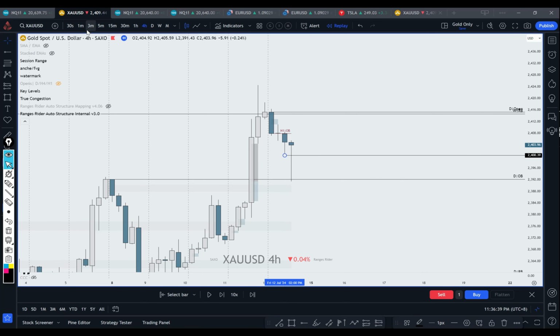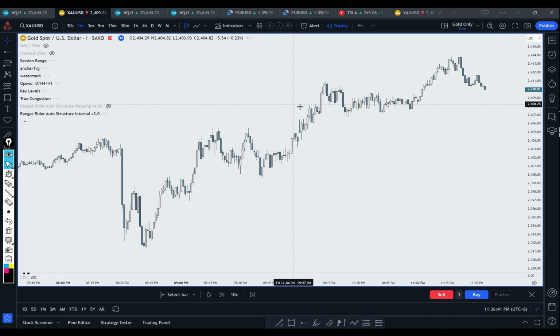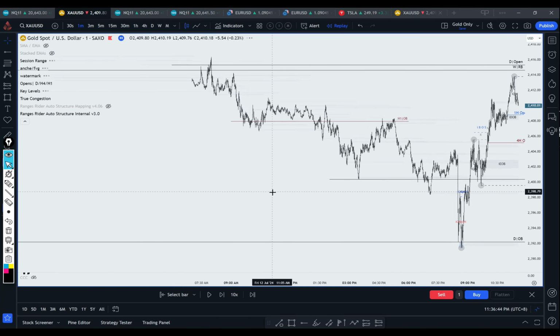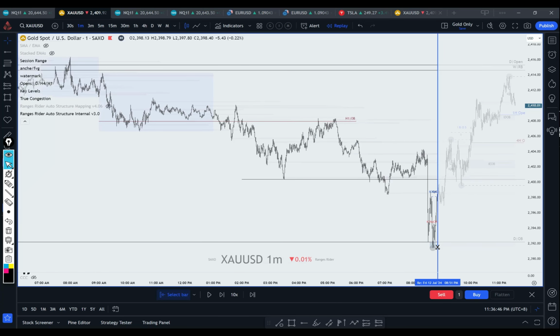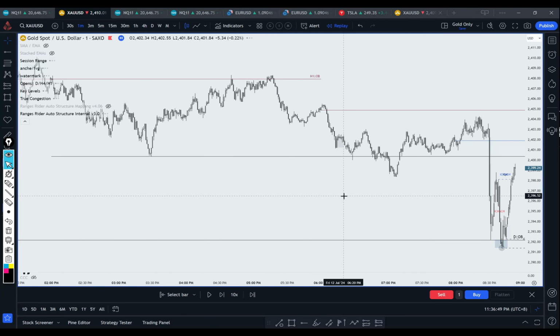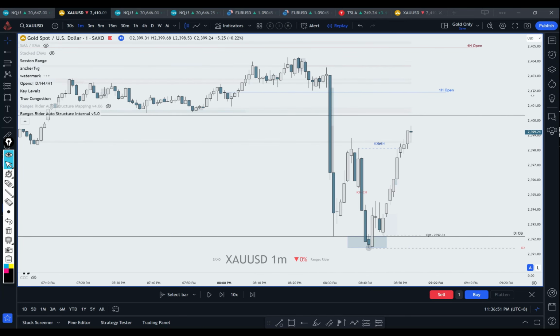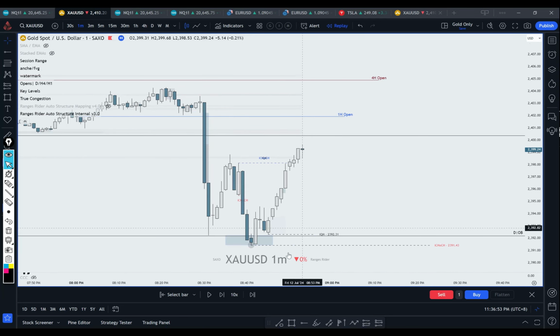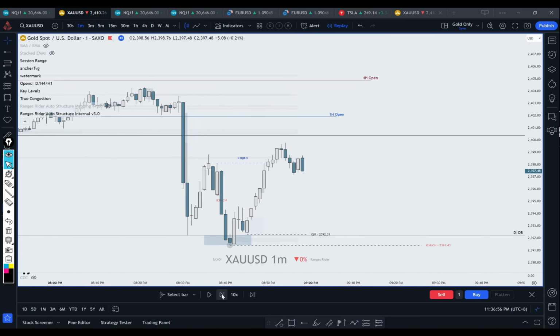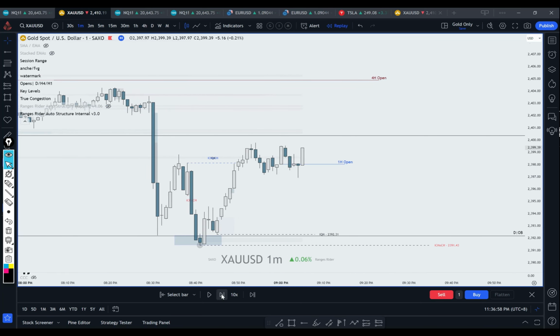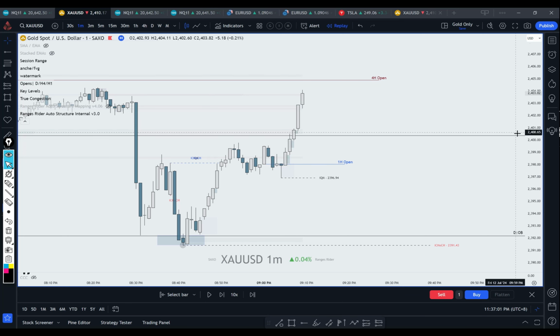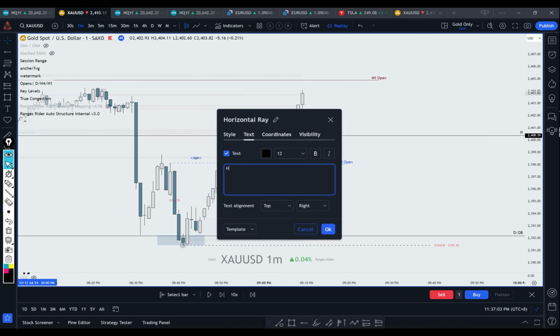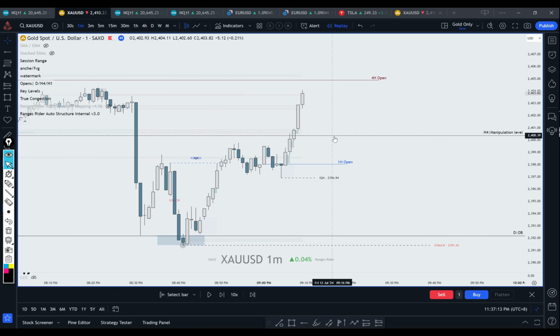Then we go back and just remember what we are looking for. We are looking for an opposite QM, and let's wait for the opposite QM. And this is the level which we say is the H4 manipulation level.